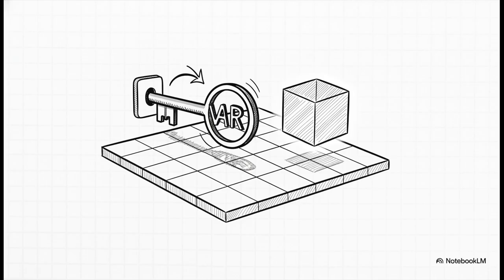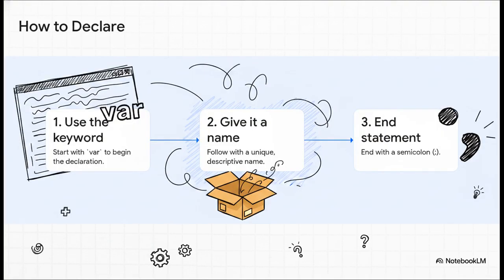It's the instruction that tells JavaScript, hey, I need you to set aside a little piece of memory for me. And the process itself is wonderfully simple. First up, you just write var. That's step one. Next, you give your variable a name. This is the label you're writing on your box. And finally, you end the line with a semicolon. That little dot comma just tells JavaScript, okay, this instruction is done.